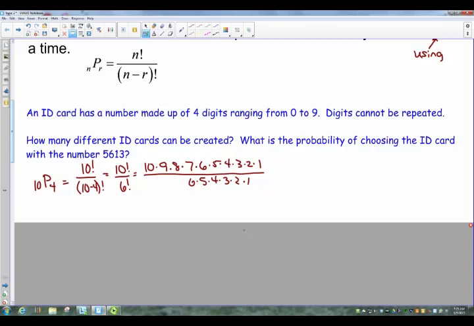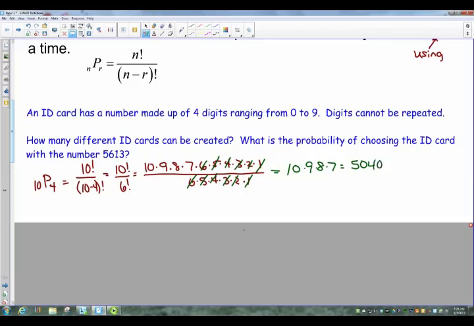This is a fraction, and fractions that have the same thing in the numerator and denominator have those cancel out. They reduce down to 1 in every case. So all of those cancel. So what you're left with is 10 times 9 times 8 times 7. All right, so we take that 10 times 9 times 8 times 7, and you end up with 5,040 different possible ID cards.